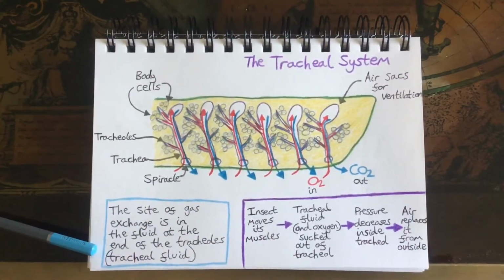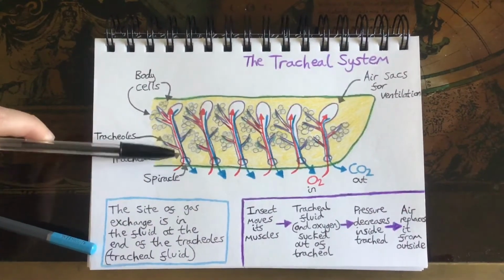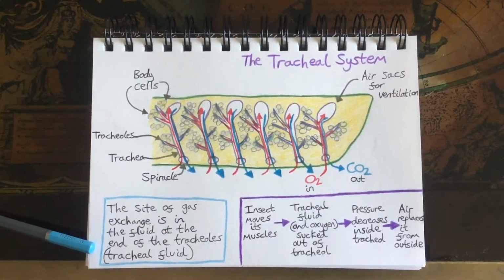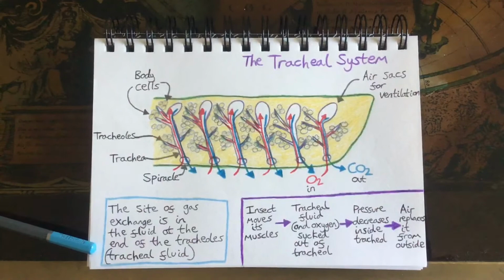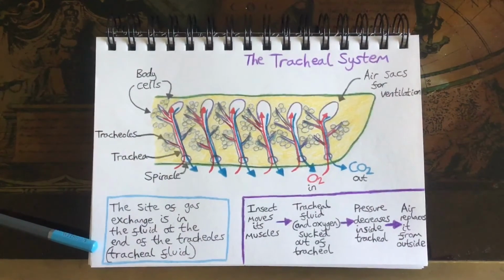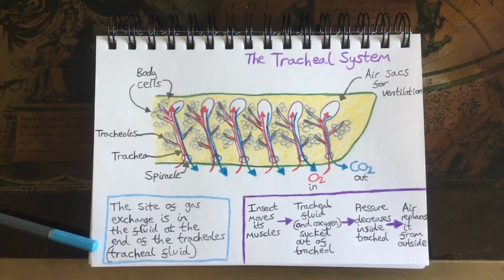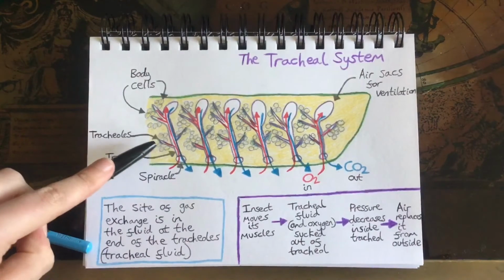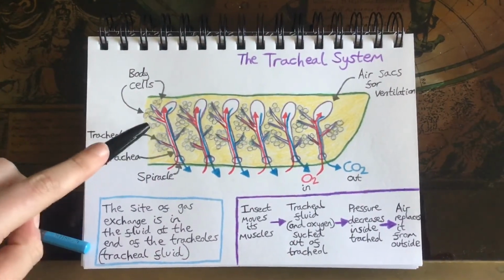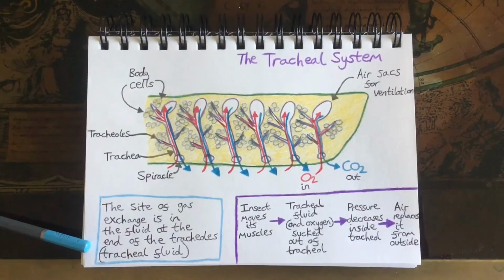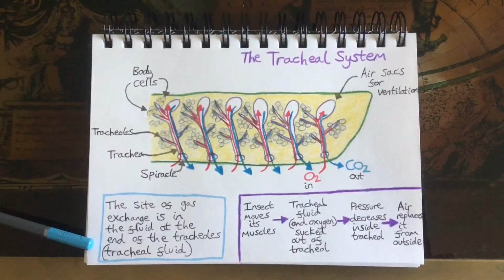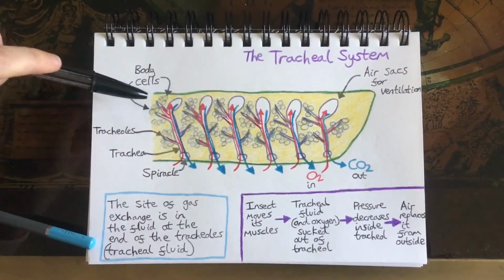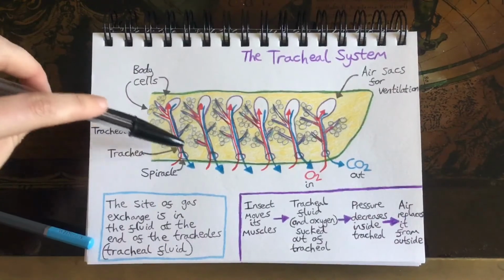So here I've got larger tubes directly coming off of the inside of the spiracles, going deeper into the insect. And those bigger tubes are called trachea. Okay, and the trachea branch off into smaller tubes called tracheoles. So here I can see that my trachea break off into these tracheoles, and what that allows the oxygen to do is to reach all of the body cells. So here I've got the body cells which surround the tracheoles and the trachea.